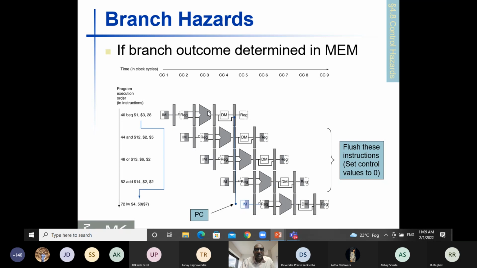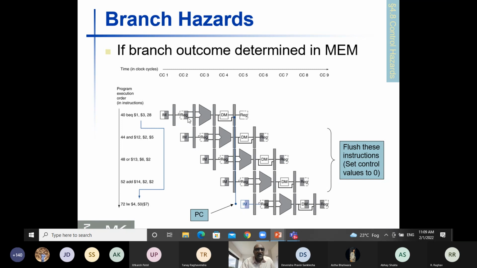That means what I mean to say is that this branch decision, instead of performing at a later stage, if you can accommodate it in the second stage, then at least this penalty, the number of instructions to be flushed, will be reduced. Only one instruction will have to be flushed out, because already during the decoding stage the following instruction will be accessed from the instruction memory, and it is already ready there.